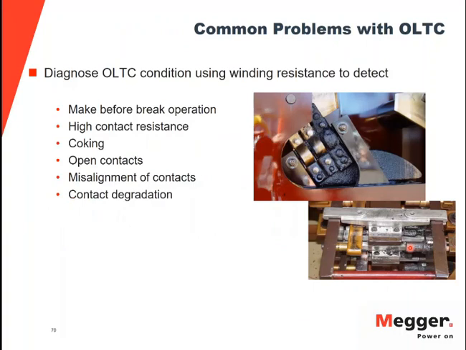Let's talk about load tap changers. When you are testing winding, you also want to check the condition of the OLTC. You want to make sure that it's making the circuit before it breaks the circuit. I want to identify if there is any high contact resistance, any coking, carbon deposit on the contacts, any misalignment in the contacts, or if the contacts are in good condition or not.